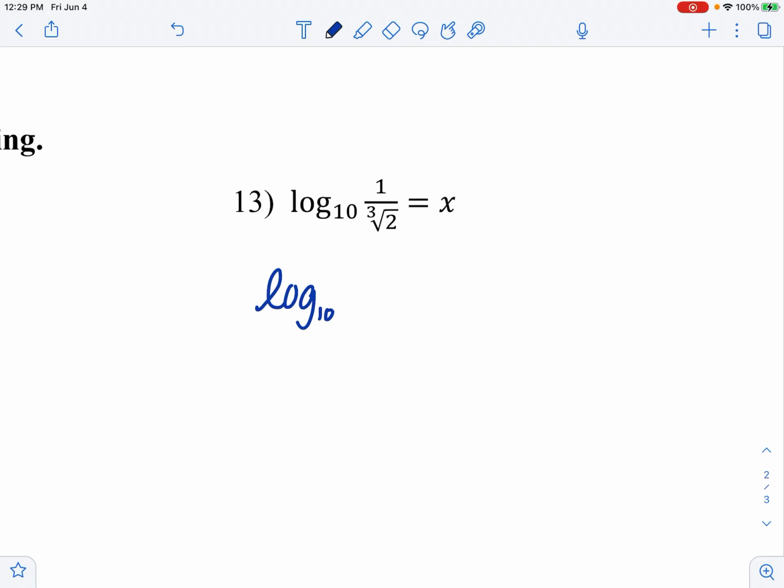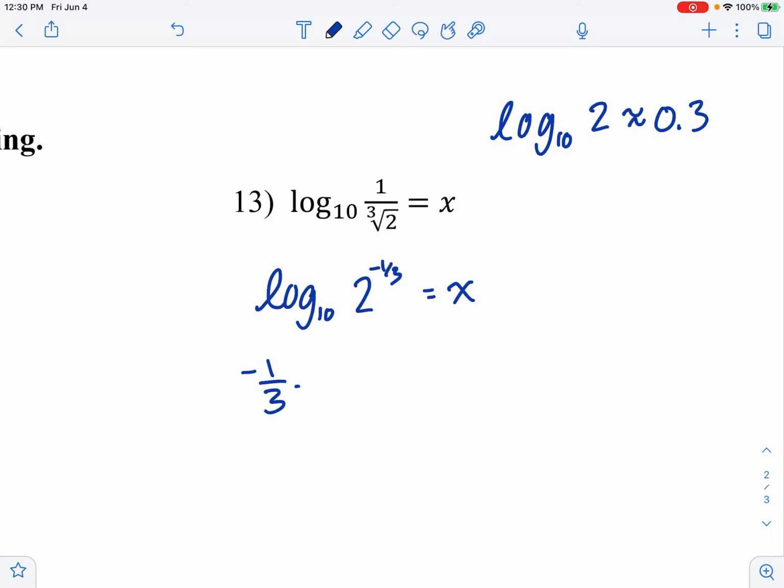rewrite my 1 over cube root of 2 as 2 to the negative 1/3 power. Now, we could do this our old way, right? We could do 10 to the x equals whatever, but they told us to use the fact that the log base 10 of 2 is approximately 0.3. So I want to get this all in terms of the log base 10 of 2. I'm going to move my negative 1/3 out in front, and then look what I have.